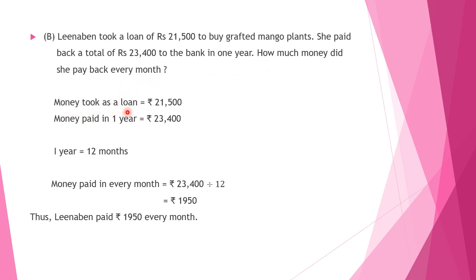So money took as a loan, that is rupees 21,500. Money paid in 1 year is equal to rupees 23,400. So we know that 1 year is equal to 12 months. So how much money she paid in 1 month? So this is total loan she took and this is money paid in 1 year. So we have to find 1 month how much she paid. So that is 23,400. That is amount paid in 1 year. And we know that 1 year is equal to 12 months. So divided by 12. So what we will get? We will get the answer of 1 month how much money she paid. So divide both.